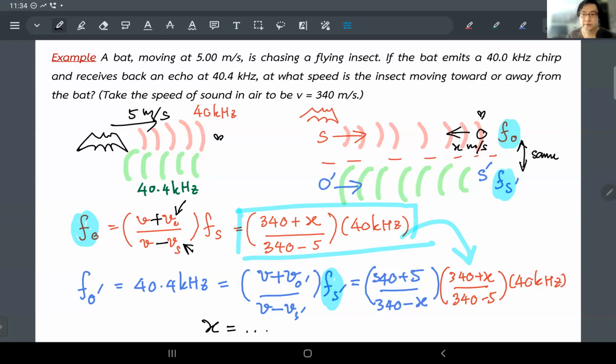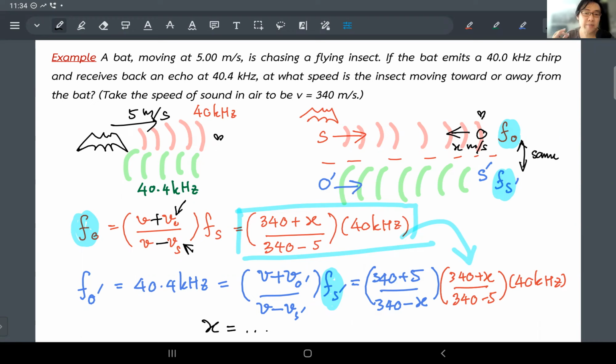Okay, not bad. I think I like this one because it's not too complicated, but it's a little bit tricky in the sense that you have to break this calculation into two parts. But each part is still just a simple Doppler effect calculation.